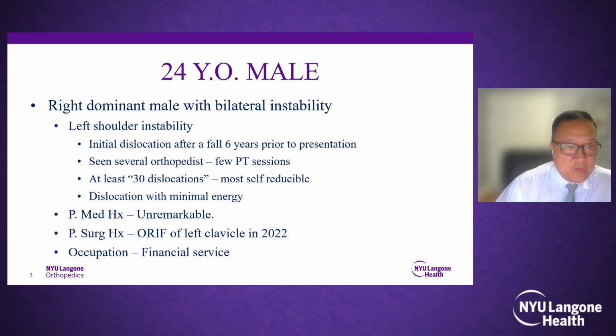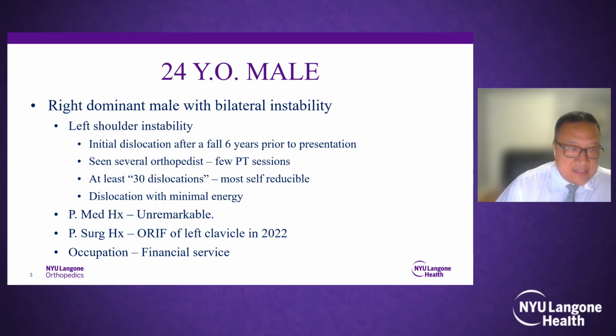Okay, so this is a 24-year-old male. He actually had bilateral shoulder instability, but I've already taken care of his right side because that was the dominant side. So he asked me to now take care of the left shoulder. On the left shoulder, he initially dislocated the shoulder about 6 years before he presented to me.